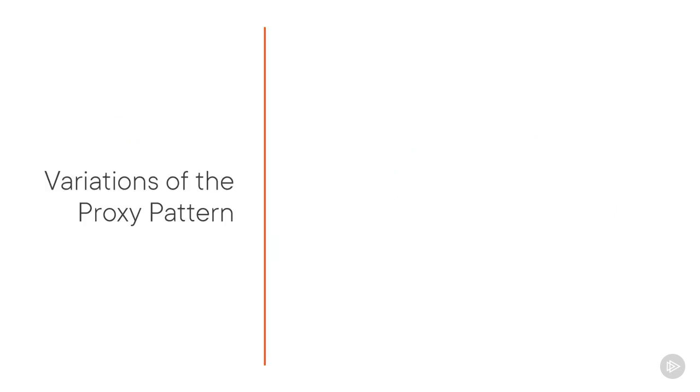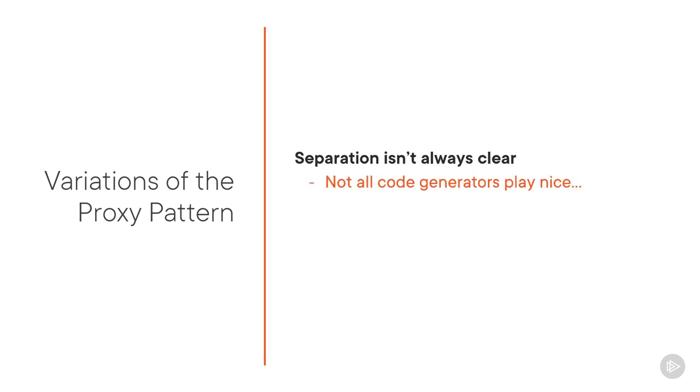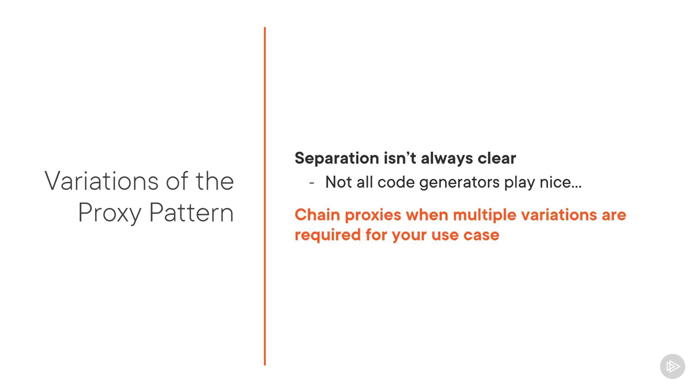Sometimes the separation between these different types of proxies isn't clear. It's not uncommon for code generators to, for example, generate a proxy that both hides away the fact that a remote service is accessed and takes care of permissions and access restrictions. This, of course, is in violation of the single responsibility principle. A better approach would be to chain proxies. In other words, proxy the proxy, sticking with a single responsibility per proxy. We'll cover that with a demo.